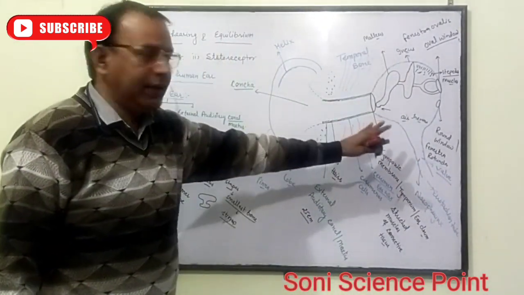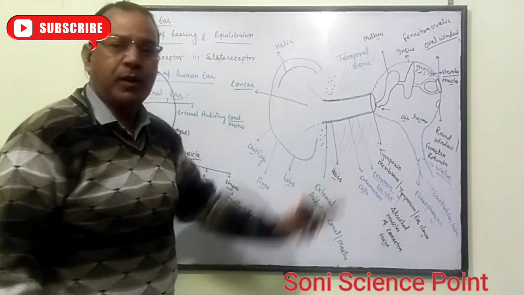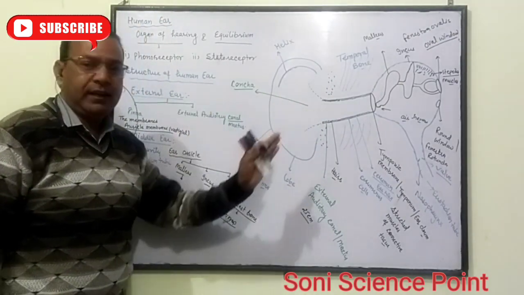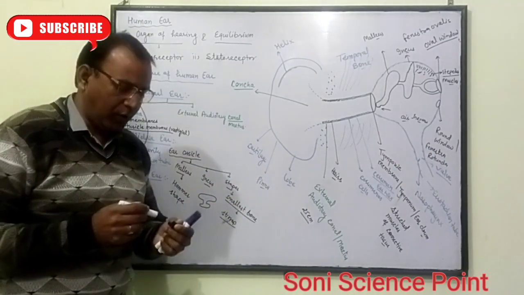This is the middle ear and this one is the external ear. In the next part we will discuss the inner ear as well as the mechanism of hearing.